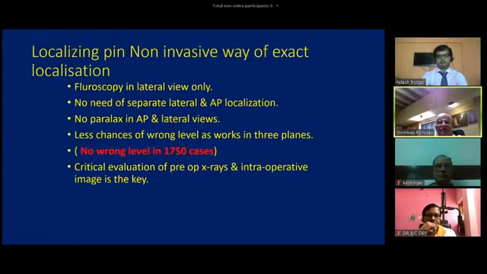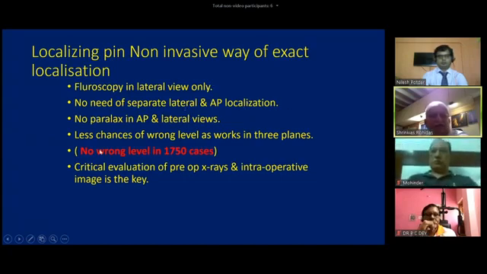We use the localizing pin for the lumbar region. There is a separate pin for the cervical region. We use fluoroscopy in the lateral view only. There is no need of separate lateral and epilocalization. There are very less chances of wrong level because of this localization. And this is a non-invasive way of localization.